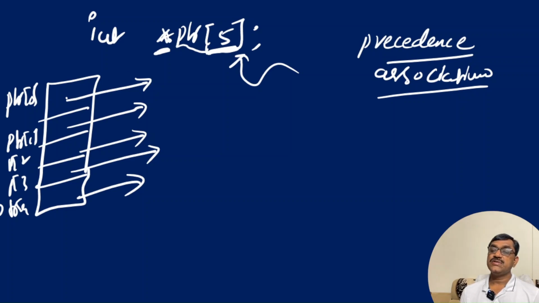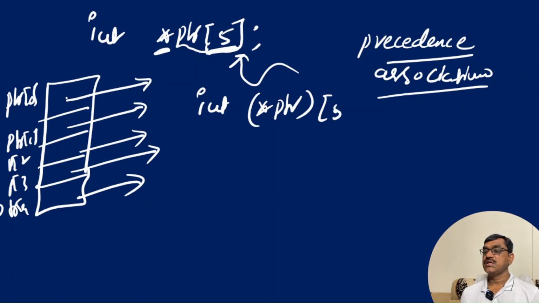If star had more precedence, you would have to read it as ptr is a pointer to an array of 5 elements. That is the case, but square brackets are given higher precedence. So ptr is an array of 5 integer pointers. That is the main important thing. If I write the same like this, int (*ptr)[5], in parentheses, the meaning is different. Here, first you evaluate the parentheses. Why? Because parentheses are given higher precedence than square brackets.